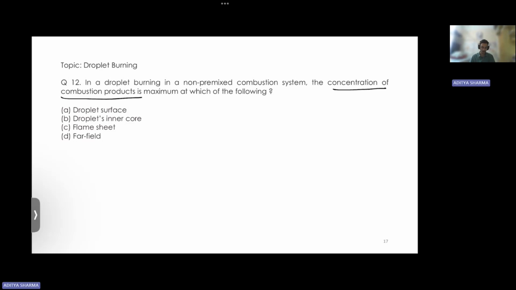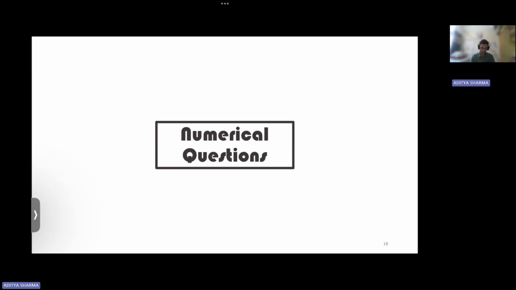It will be maximum at what location? So four options have been given. Whether droplet surface, droplet interior part or inner core, it will be at the flame or somewhere in the far field. Correct option to this question is C option. It's the flame sheet where the concentration of combustion products will be maximum. Okay, so C is the option.